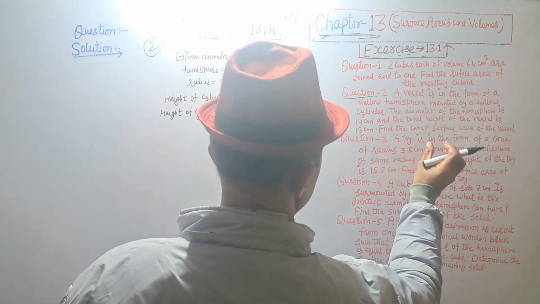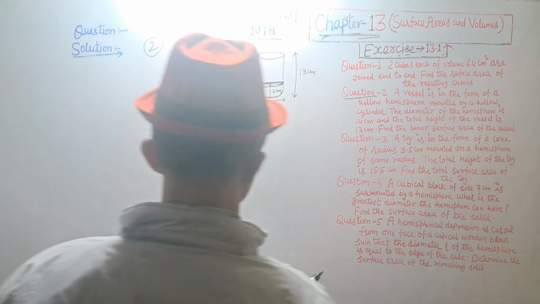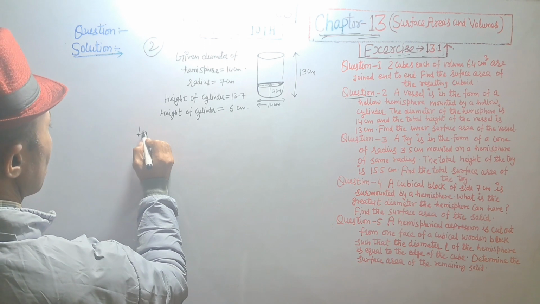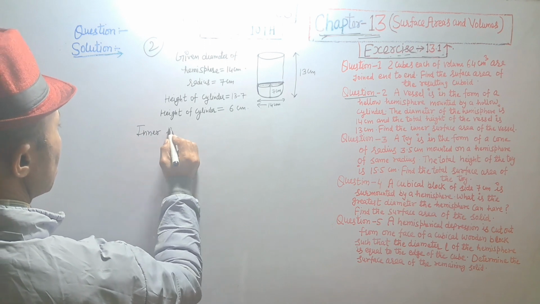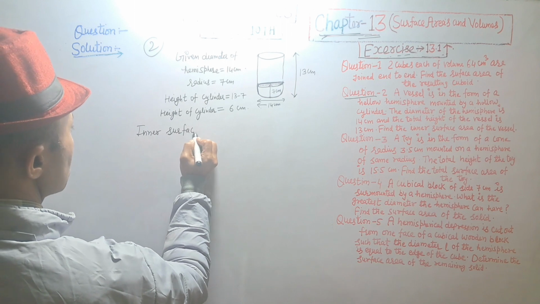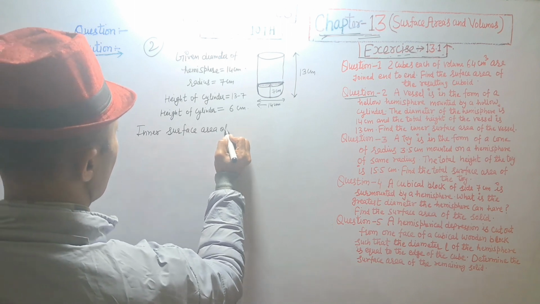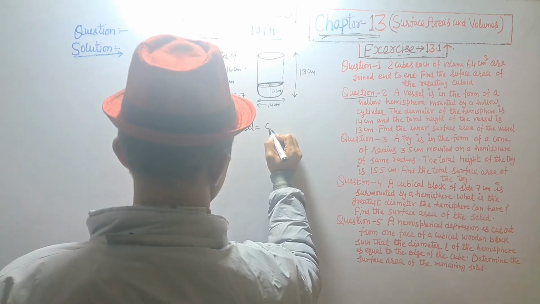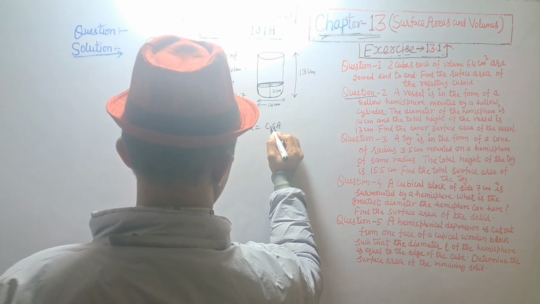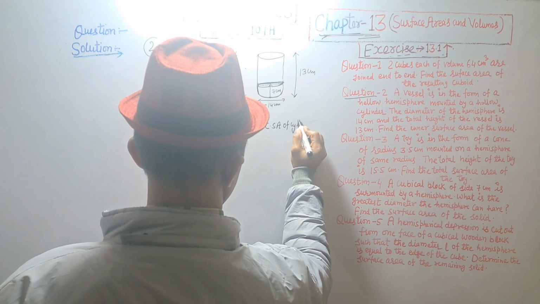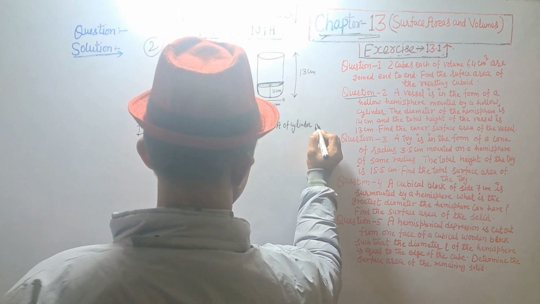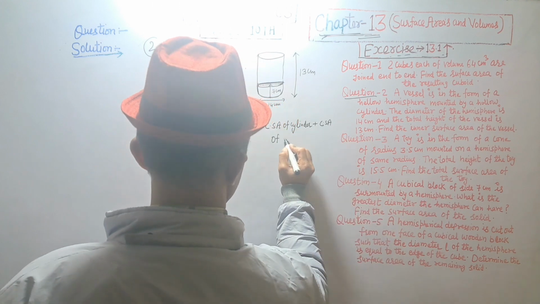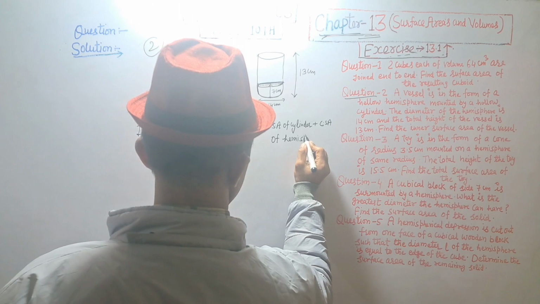Find the inner surface area of the vessel. Inner surface area of vessel is equal to curved surface area of cylinder plus curved surface area of hemisphere.